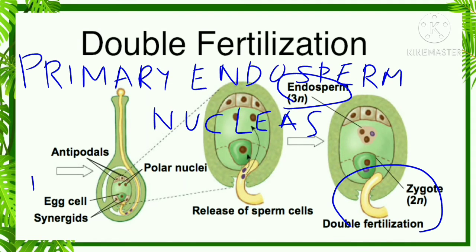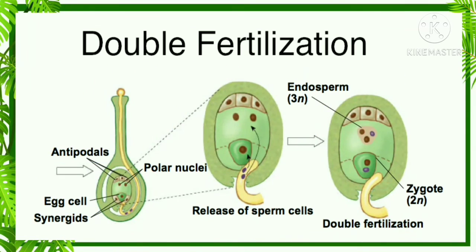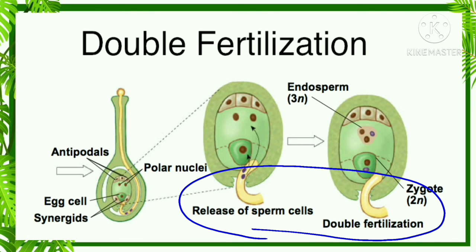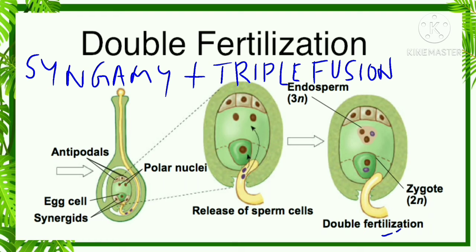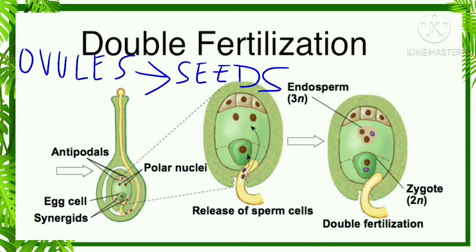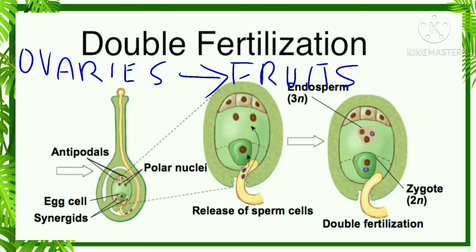During the event of fertilization, the antipodals and synergids disintegrate. Since there occur 2 fusions, the fertilization of angiosperms is referred to as double fertilization. So the syngamy or zygote formation along with triple fusion or endosperm formation, together we call double fertilization. During these events, the ovules develop into the seeds and the ovaries into fruits.